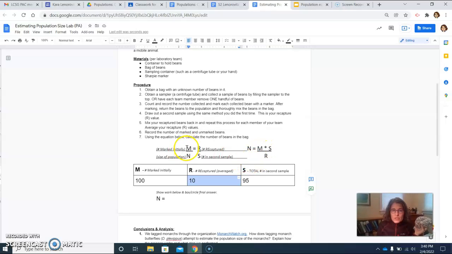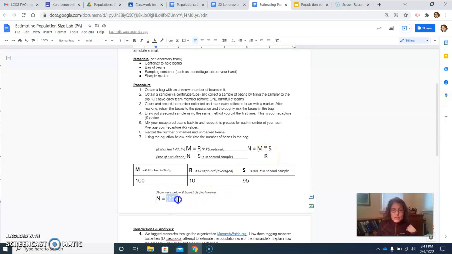Well, I'm going to use this equation here, and we're making a ratio. We are assuming the number that was marked initially compared to the actual size of the full population is going to be equal to the ratio of the number we recaptured divided by the number in the second sample. Again, here, N stands for total population size. So I'm going to rearrange this equivalency to solve for N. So N is equal to the number that were marked times the number that were in the second sample divided by the number that were recaptured.